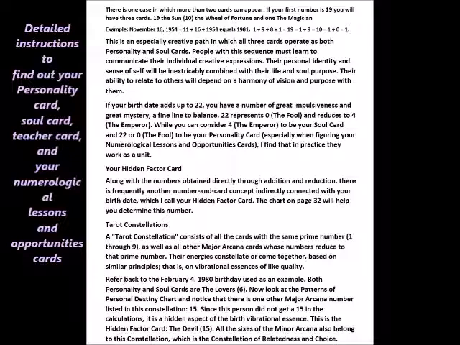If your birth date adds up to 22, you have a number of great impulsiveness and great mystery, a fine line to balance. 22 represents 0, the Fool, and reduces to 4, the Emperor. While you can consider 4, the Emperor, to be your soul card and 22 or 0, the Fool, to be your personality card, especially when figuring your numerological lessons and opportunities cards, I find that in practice they work as a unit.